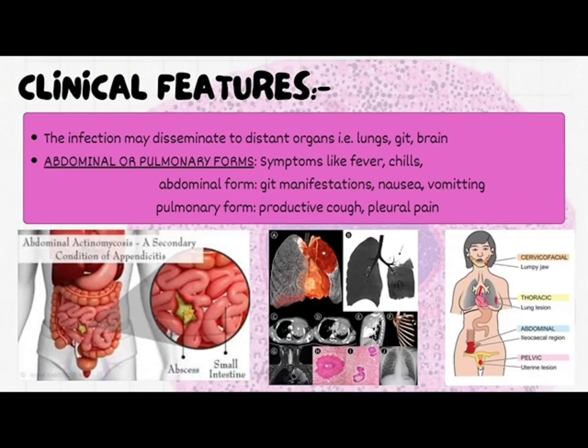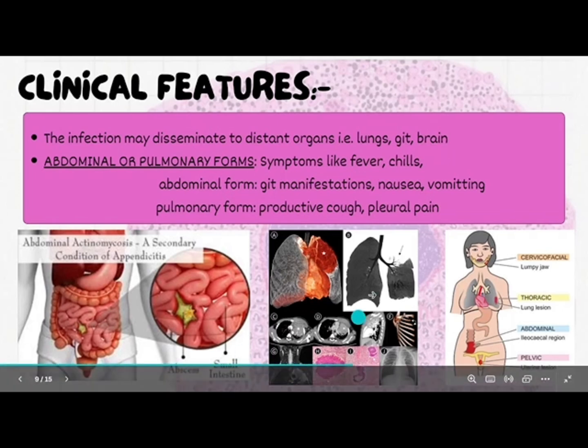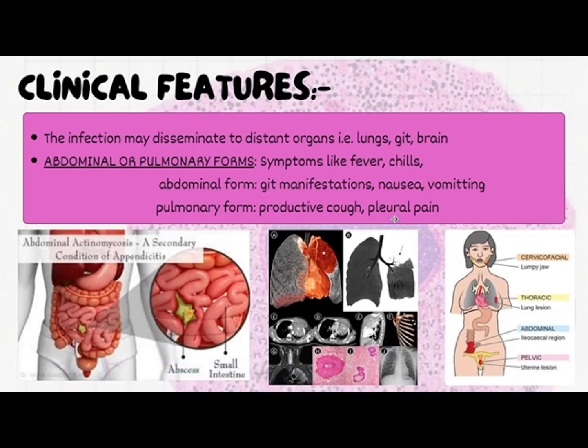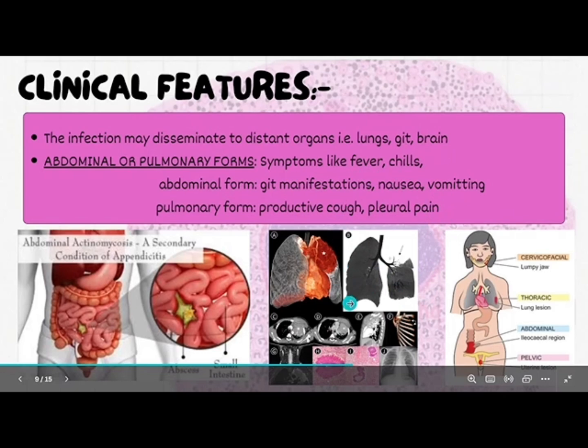The infection may disseminate to distant organs like lungs, GIT, and brain and can lead to an abdominal or pulmonary form. Symptoms generally seen, as in all kinds of bacterial or viral infection, are fever and chills. In the abdominal form, we can see GIT manifestations, nausea, vomiting, etc. In the pulmonary form, there can be a productive cough or pleural pain. In this picture, we can see that the lung tissue is invaded and cleared through the area, and in the X-ray, it is seen as a radiolucent area.